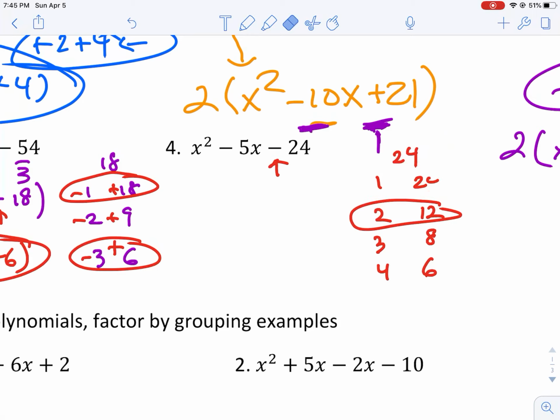These two will have a different sign, right? So I've got to figure out which ones are those different signs. So let me get those numbers back up there. If they're different signs, the largest one is going to be negative because that middle term is negative.